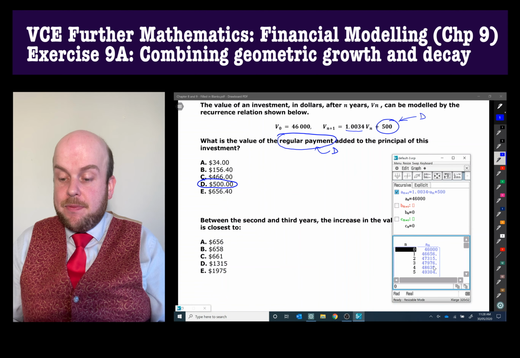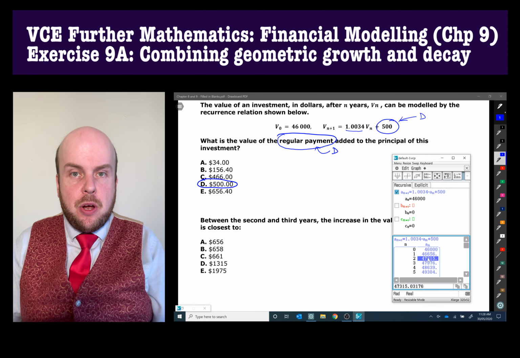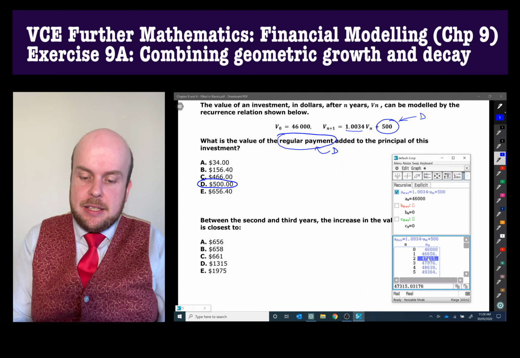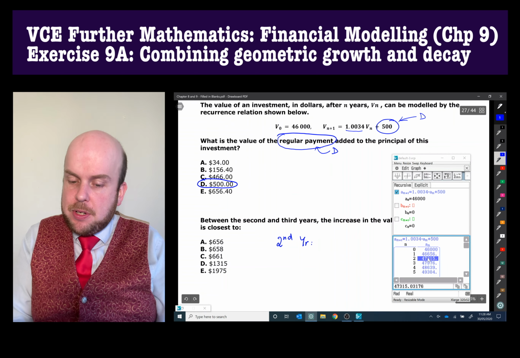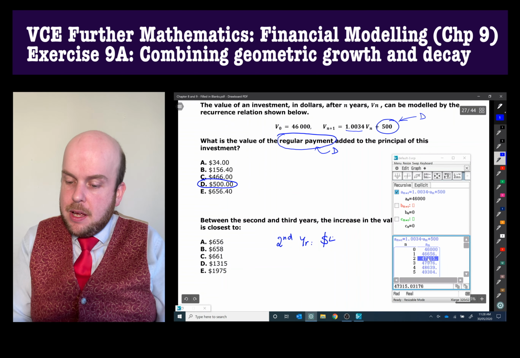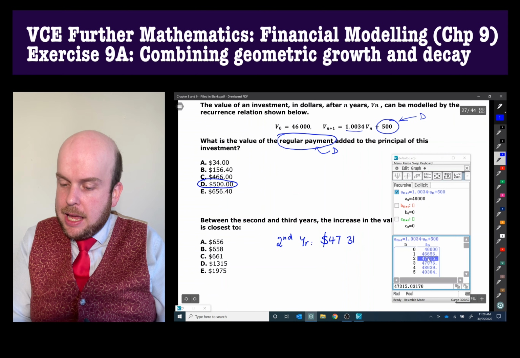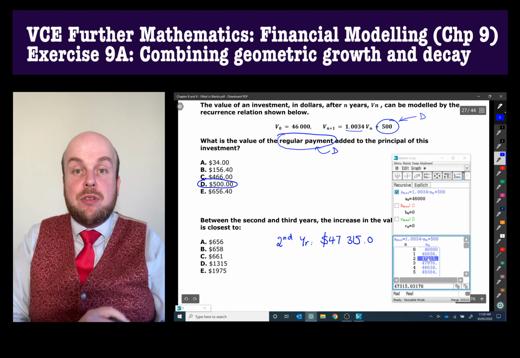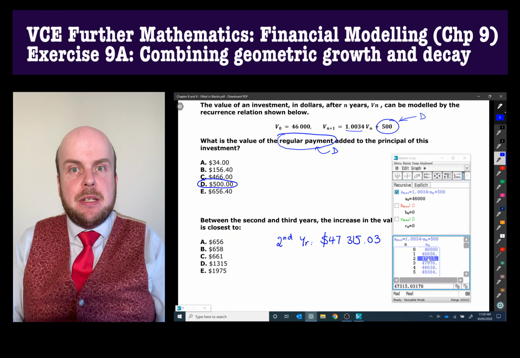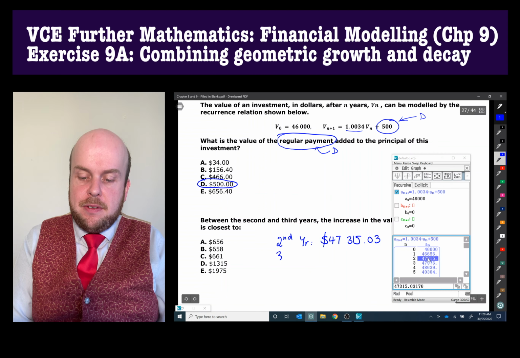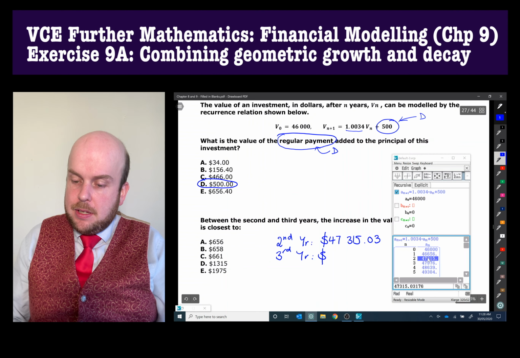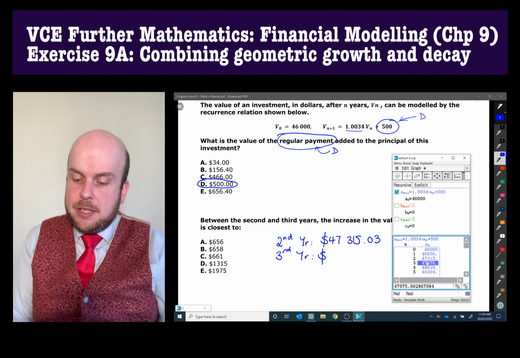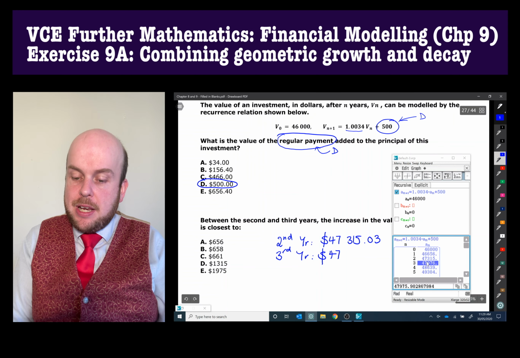So in the second year, and it's very important to click on the values so I know not to round up incorrectly, in the second year I have $47,315.03 to 2 decimal places. So when we're dealing with dollars and cents, it has to be to 2 decimal places. And in the third year, it is $47,975.90.